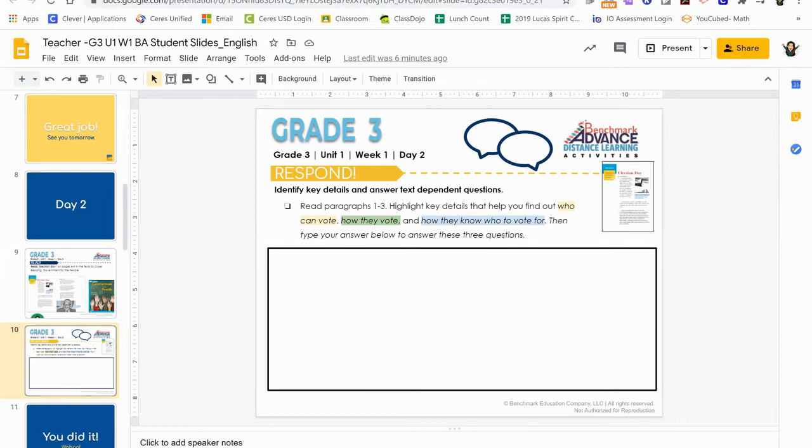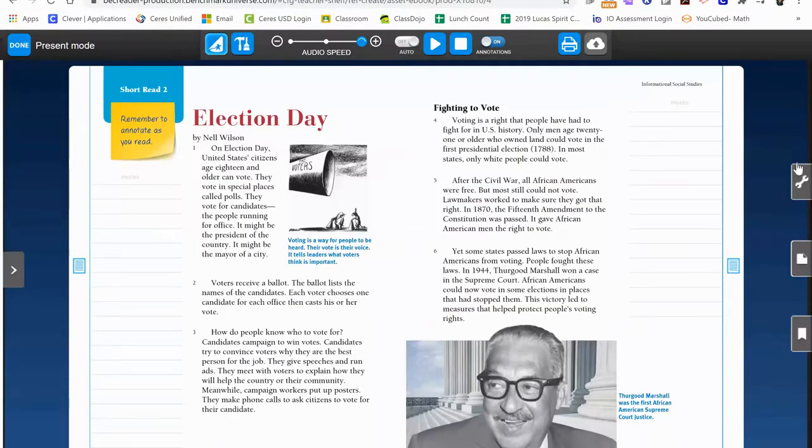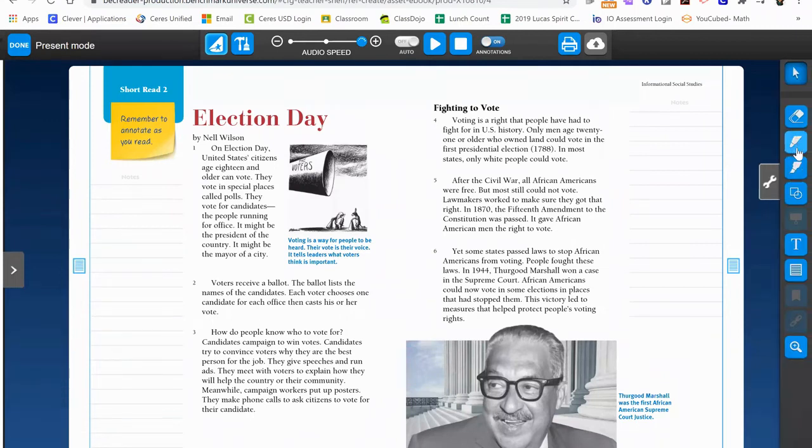So let me go to the text, and here it is, Election Day. I just really want to show you really quick. In my book, I wrote the 3 questions on the side. I put who can vote, how they vote, how do they know who to vote for, just so I can remind myself as I am reading what it is that I am looking for, okay? So paragraph 1 of Election Day.